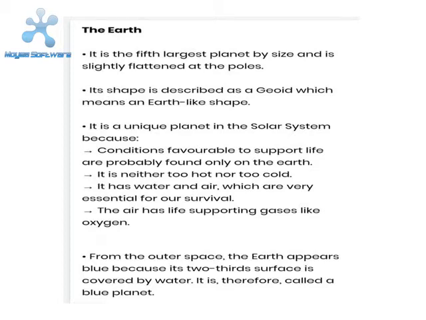Third point, it is a unique planet in the solar system because the conditions favorable to support the life are probably found only on the Earth. This means that, as we all know, Earth is a unique planet because of the conditions favorable to support the life. Only on the Earth there is life and no other planet has life on it.